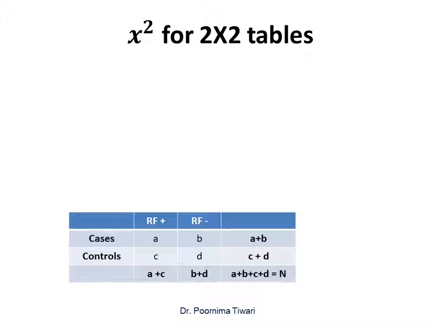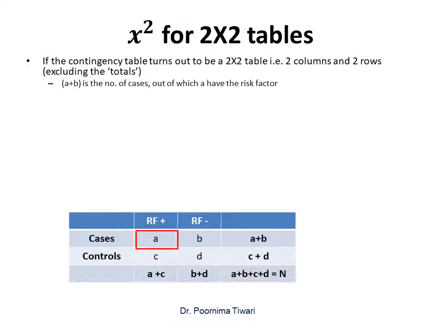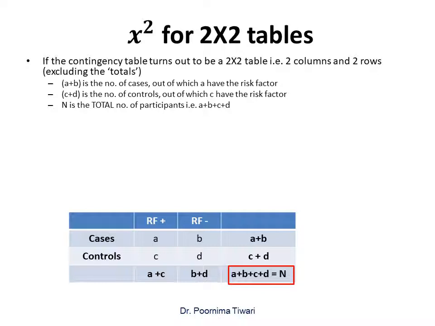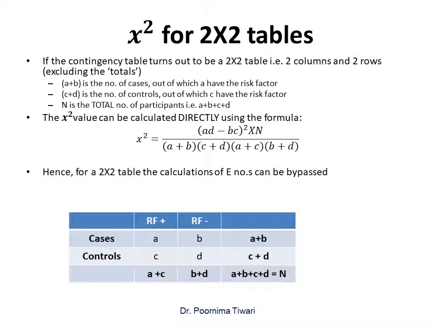For situations where the contingency table is 2 by 2, that is, it has 2 rows and 2 columns, excluding the totals of course. In this given table, A plus B is the number of cases out of which A have the risk factor, and C plus D is the number of controls out of which C have the risk factor, and N is the total number of participants. So the chi-square value in this kind of table can be calculated directly using the formula which is given below. Hence, for a 2 by 2 table, the calculation of expected number can be bypassed in the chi-square calculation.